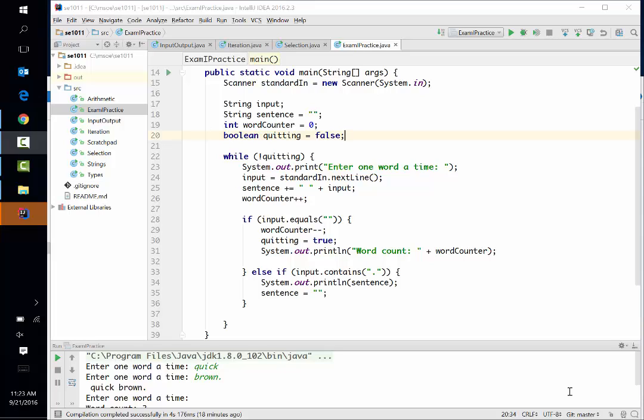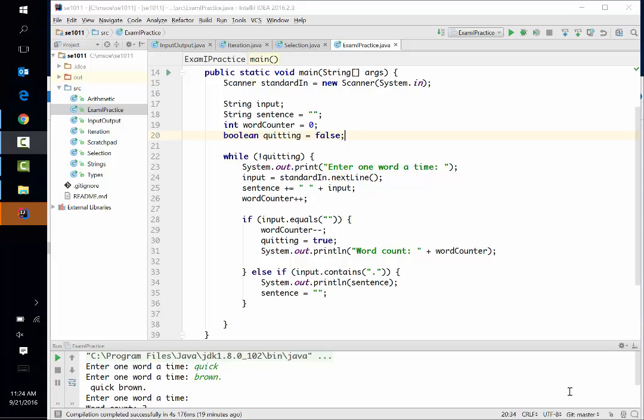Okay? Now I start to do the other checks. Was this empty? If so, well, it wasn't a word. Let's decrement the word count, quit, and print out your word count. Otherwise, did that word contain a period? If it contained a period, let's dump the sentence and reset my accumulation. Then loop until we get the quit.